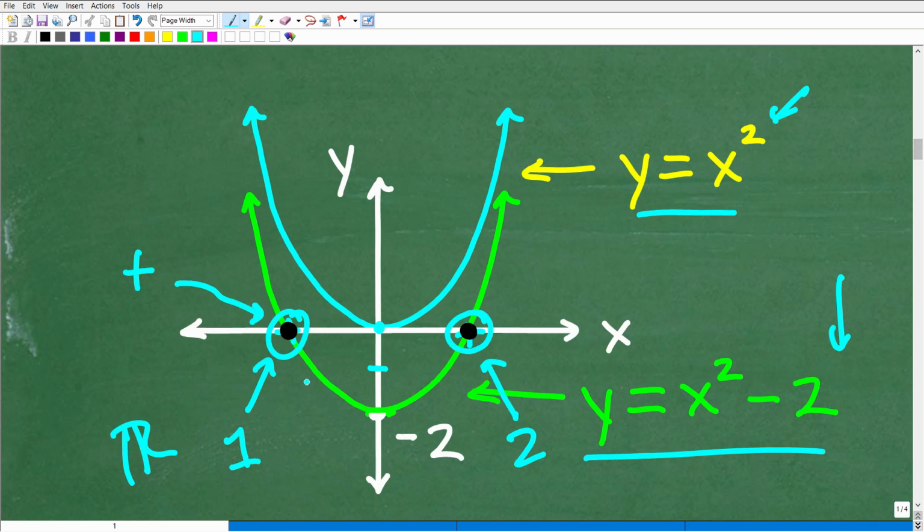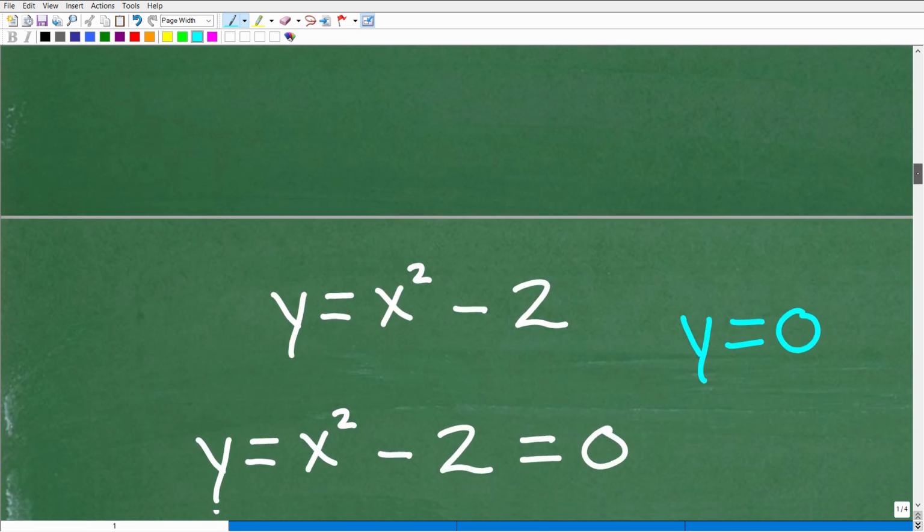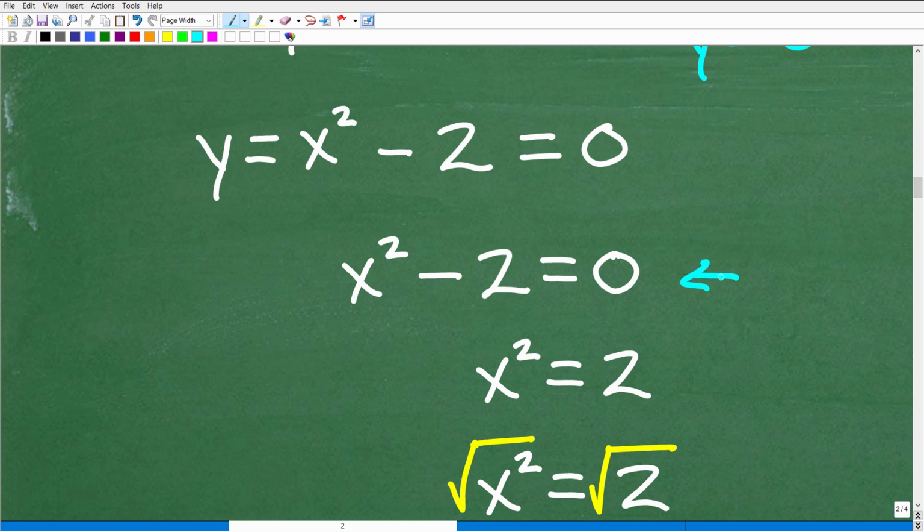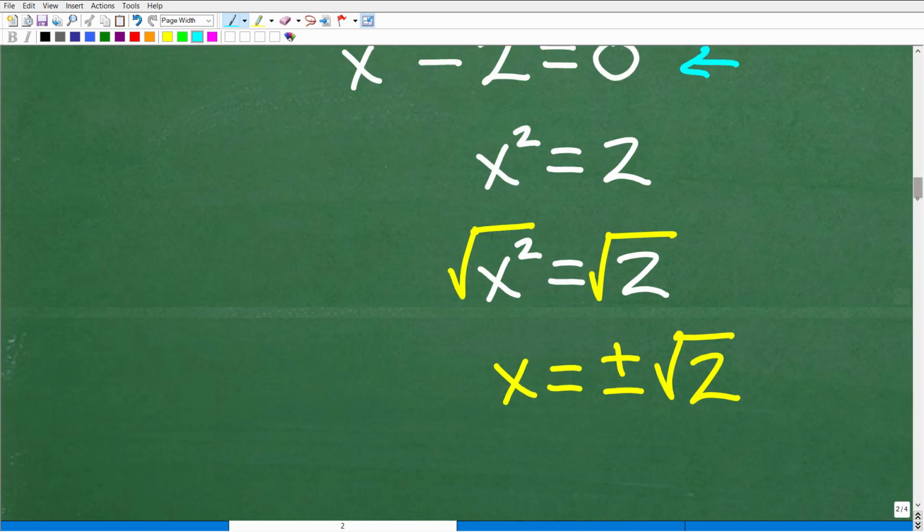So let's focus in on the green graph. You can see as it's approaching here, this is negative. Here's negative 2 on y. Maybe this is like negative 1. It's getting closer and closer to 0. So at this point where it crosses the x-axis, i.e. the x-intercept, y is equal to 0 at this location. That's why we set these equations equal to 0. So we're going to set x squared minus 2 equal to 0 and solve the remaining equation.